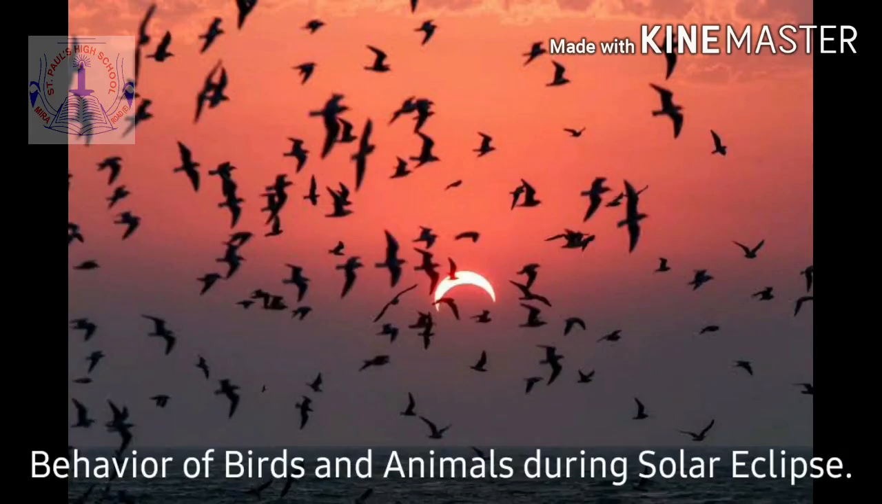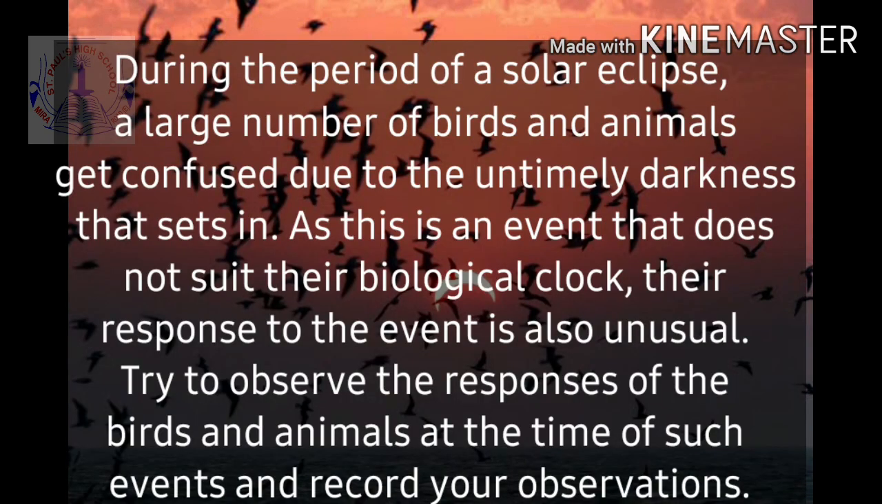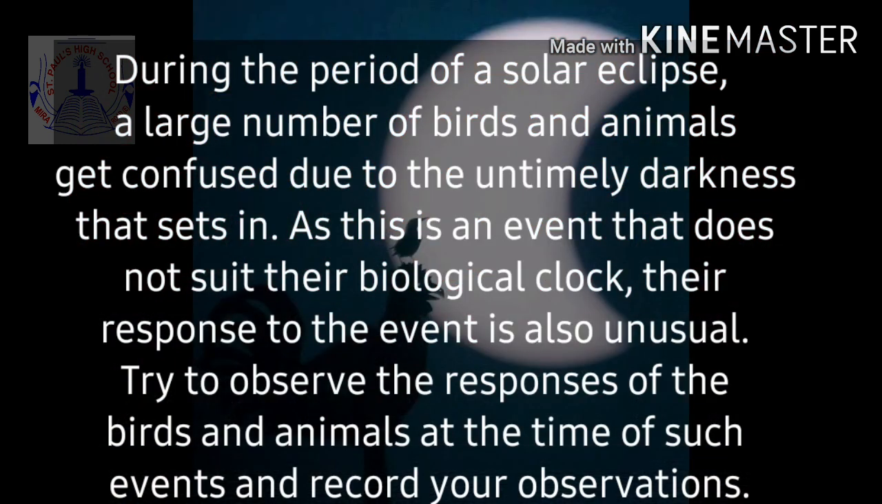The behavior of birds and animals during solar eclipse. During the period of a solar eclipse, a large number of birds and animals get confused due to the untimely darkness that sets in. As this is an event that does not suit their biological clock, their response to the event is also unusual. Try to observe the responses of the birds and animals at the time of such events and record your observations.